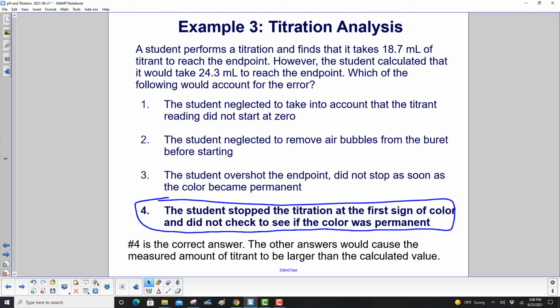The other 3 answers would cause the measured amount of titrant to be larger than the calculated value. And the student's measured amount of titrant is less than the calculated value.